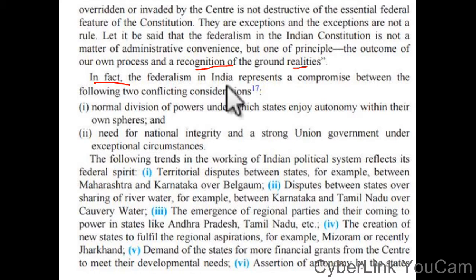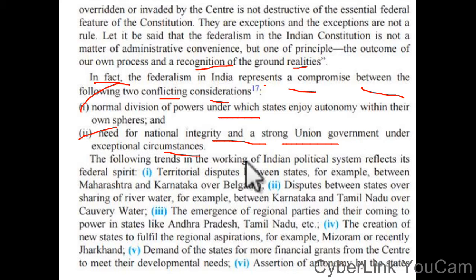In fact, the federation in India represents a comprehensive compromise between two conflicting considerations: the normal division of powers under which states enjoy autonomy within their own spheres, and the need for national integrity, with a strong union government under exceptional circumstances.